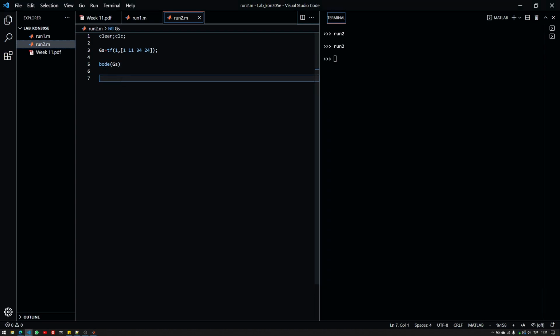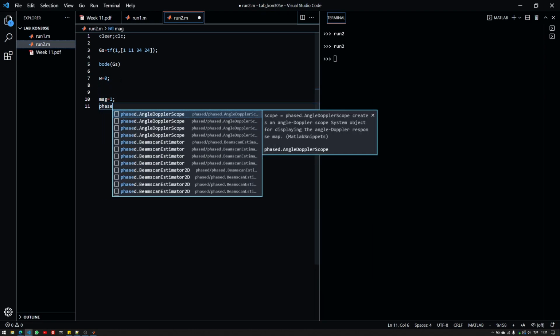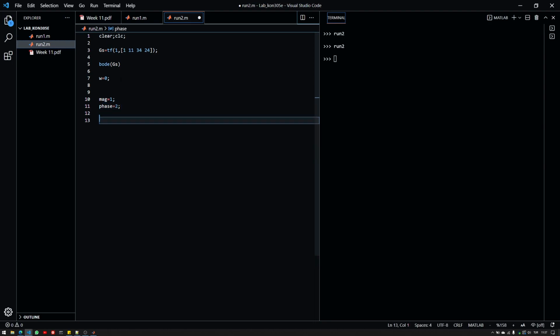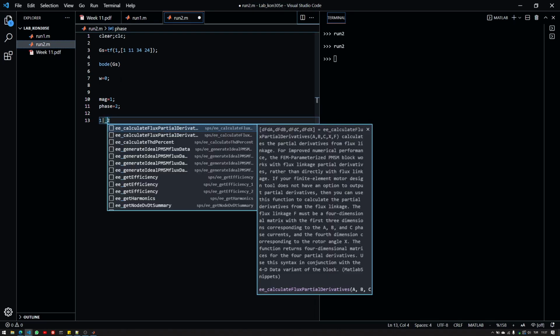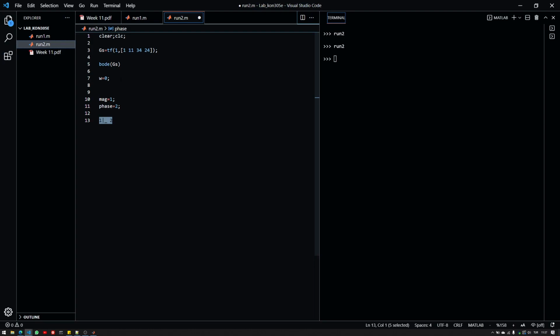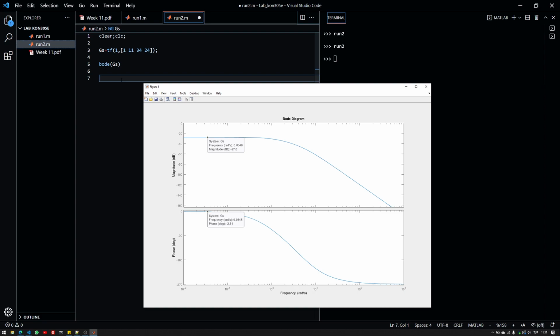So for example, if we have omega 0, and then we have a magnitude of 1 and the phase of, let's say, 2 degrees, this means that the magnitude at that frequency is 1, and the phase at that frequency is equal to 2. Now, what is this magnitude and phase here? So what does this show us?